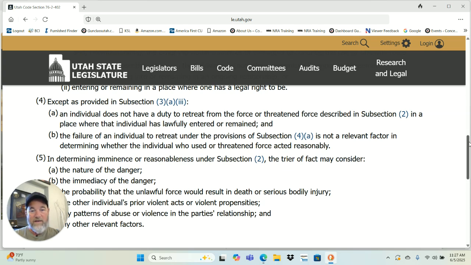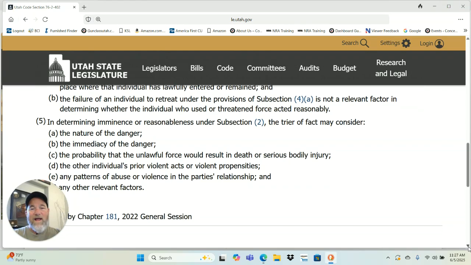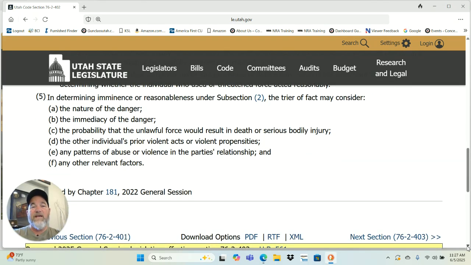But that's just me. When the trier of fact is looking at the circumstances in a use of force case, and use of force cases in Salt Lake County, particularly deadly force situations, are always reviewed by the district attorney's office from a referral from law enforcement, and they review all deadly force shootings. The prosecutors and the trier of fact are going to look at the following factors to determine if your force was reasonable or not.